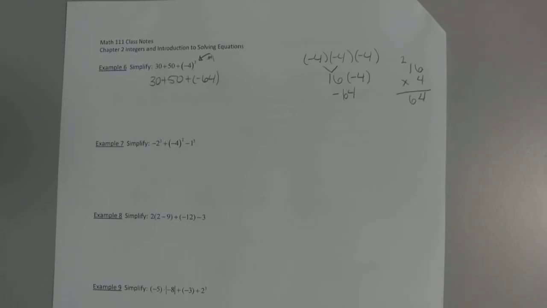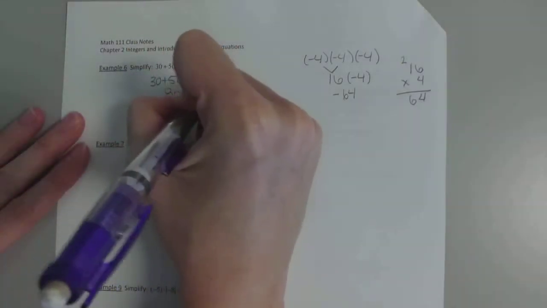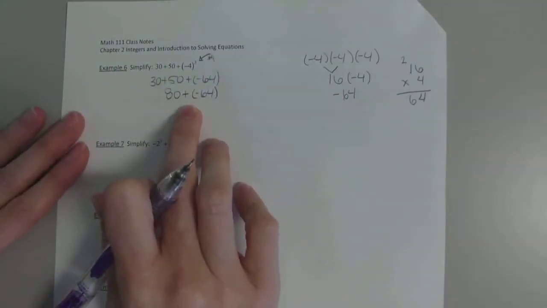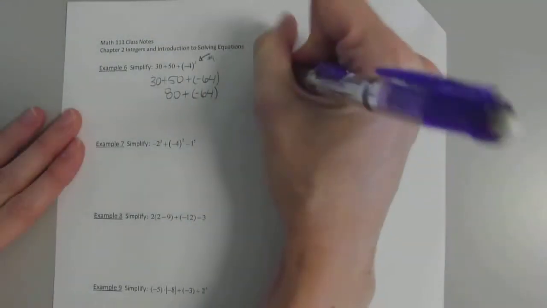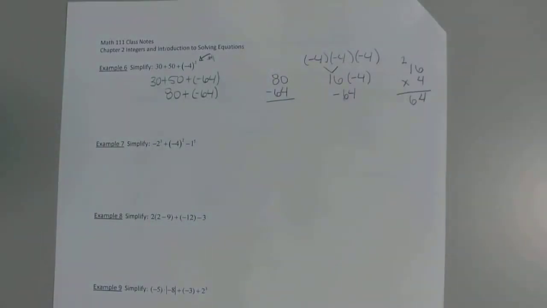That's just normal addition, right? If you need to line it up vertically, you can off to the side. But 30 plus 50 is 80. And then again, I think this is the hard part. I think this is what's going to trip us up. Whenever you add opposite signs, what do you do? Subtract. So we're going to do 80 minus 64 off to the side here.